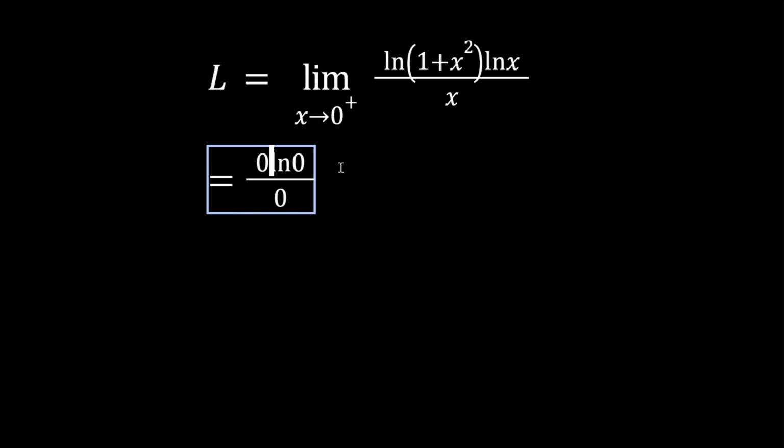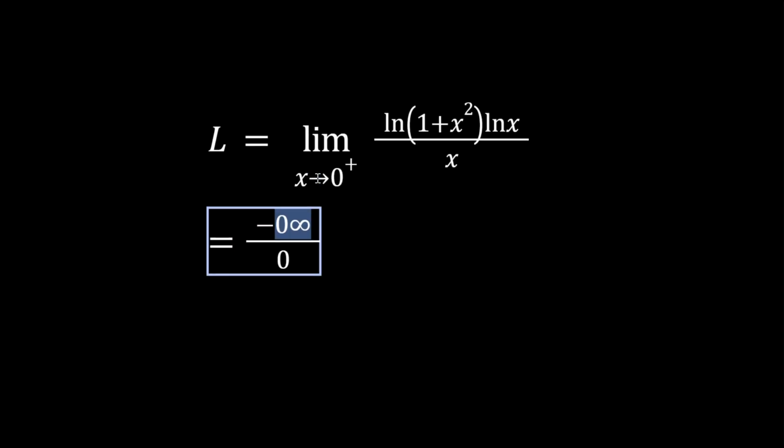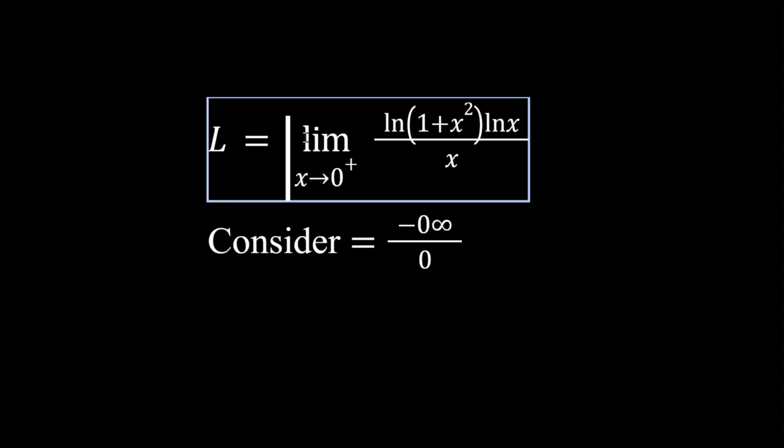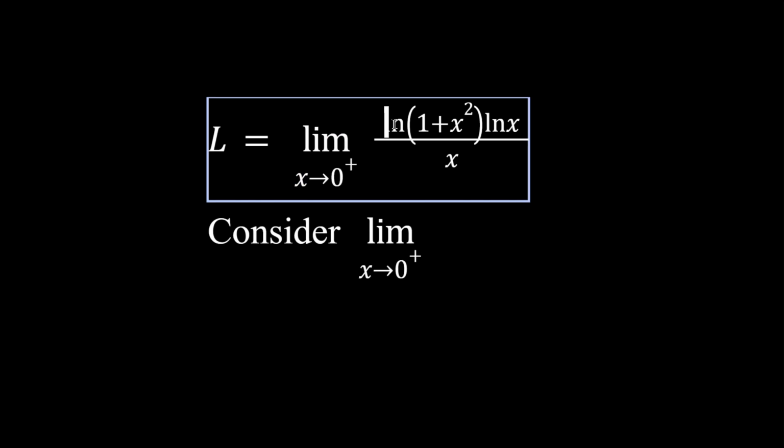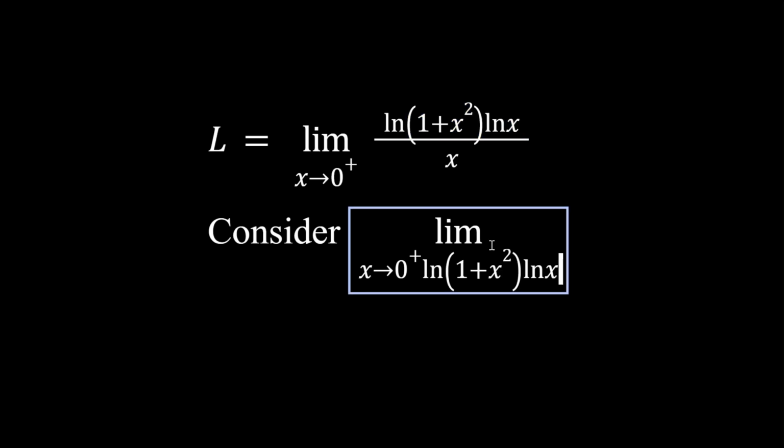The top is log 0 times log 1, right? So 0 times minus infinity, basically. This isn't rigorous, I'm just trying to gauge what this limit is about. 0 times infinity is an indeterminate form, so we can't really conclude anything about the limit of the numerator. Because of that, I'm going to try to find the limit of the numerator.